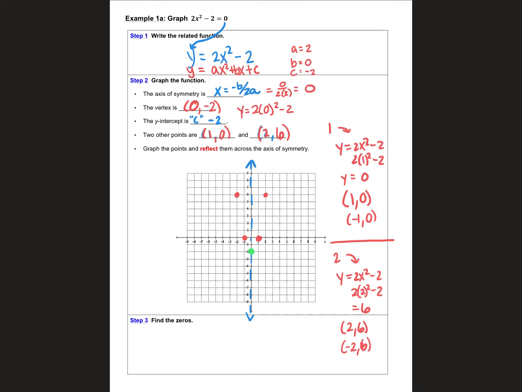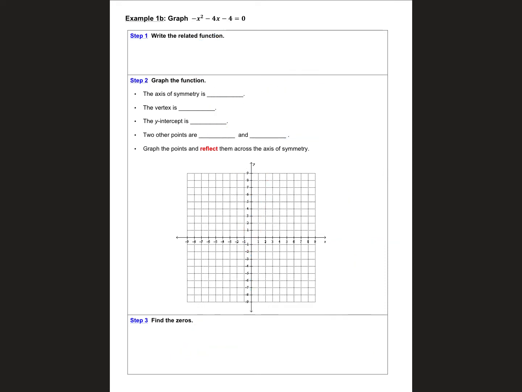And the last step is to find the zeros. The zeros are the solution. So if I connect my dots here and make my parabola, remember the solution or the zeros are the x-intercepts. So the x-intercepts in this case are -1 and 1. So we've just solved our quadratic equation.